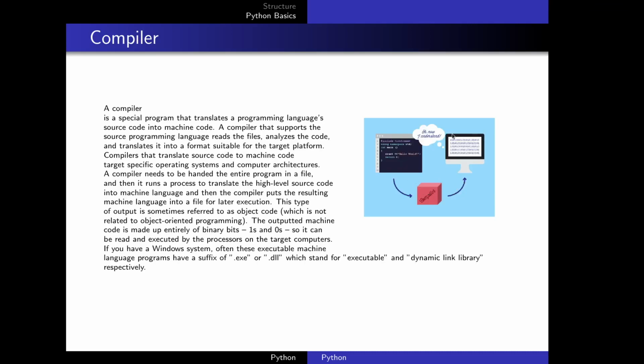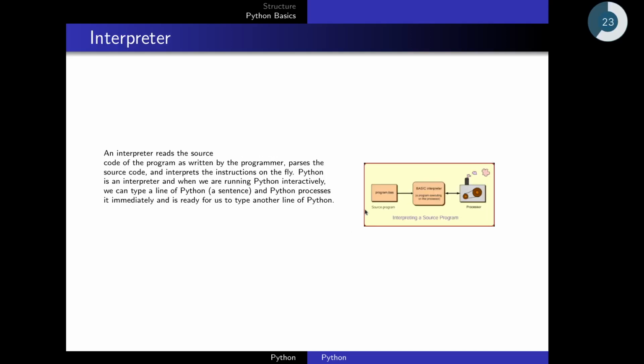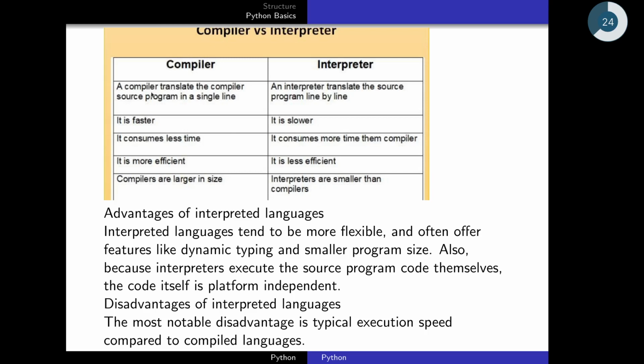Compilers take the source code and create an executable file in binary machine language that can be executed later. A compiler takes the whole program, but an interpreter can interpret the program line by line. So a compiler takes the whole program and converts the whole program into a machine language program. Compilers are faster, consume less time, and are more efficient.